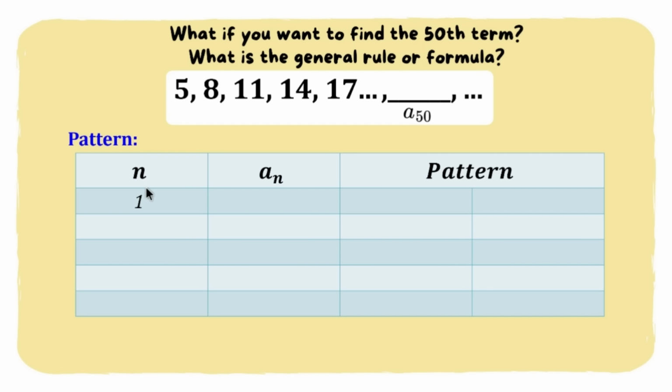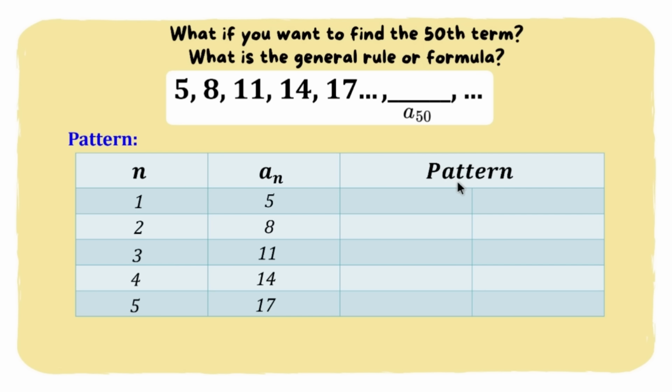So let's have the positions. We have the first term, second, third, and fourth, and fifth. Kasi 5 naman yung nandito na given. Next, ano yung mga values natin? The first term is 5. Second term is 8. Third term is 11. Fourth is 14. The fifth is 17.